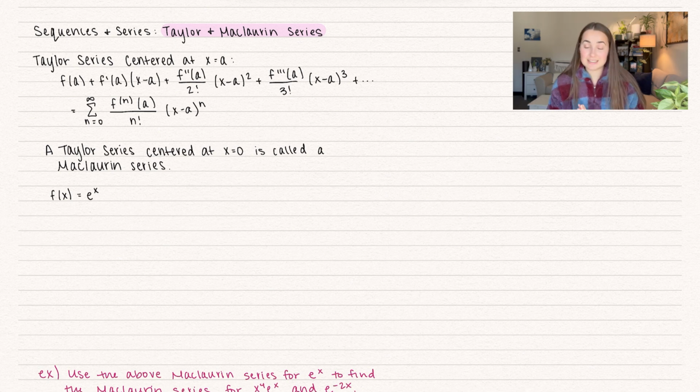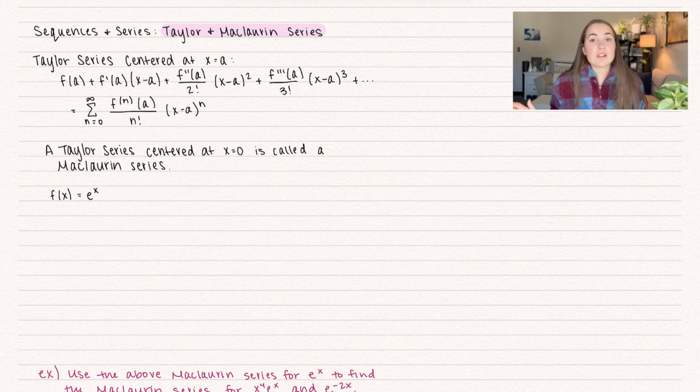A Taylor series centered at some x value a is equal to, first you have f of a, right? That's where you just plug in a into the function, plus the first derivative evaluated at a times x minus a, plus now the second derivative divided by 2 factorial times x minus a squared, so on and so forth.